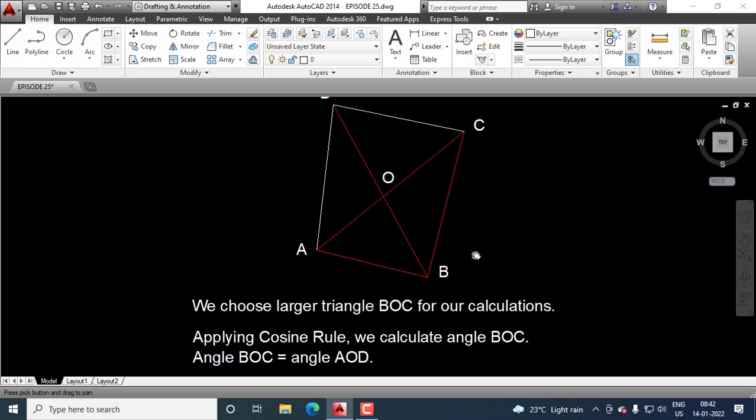Applying cosine rule, we can get this angle. Because we know all these three sides, we can calculate this angle. Once this angle is calculated, this angle is equal to this angle. Opposite angles are equal. This is a line and the angle of this line is 180 degrees. So from 180 degrees, if we deduct this angle, we get this angle. This angle is equal to this angle. So we have found out all these four angles.